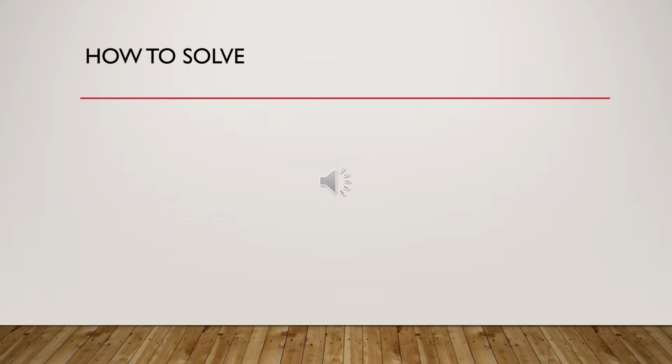So now that we know what the question is asking of us, we can begin to set up the problem. Because this is a one-step conversion factor, the only conversion factor that we really need to know is that 1 foot is equal to 0.3048 meters.